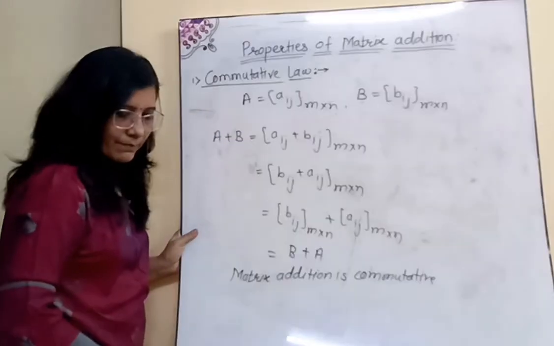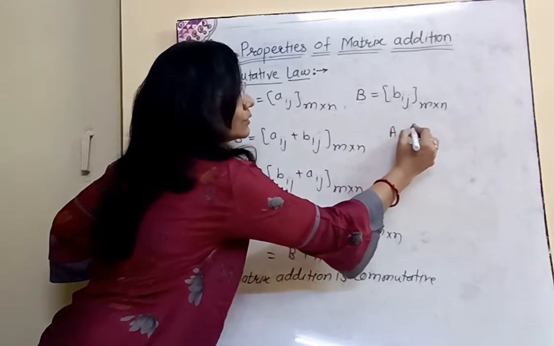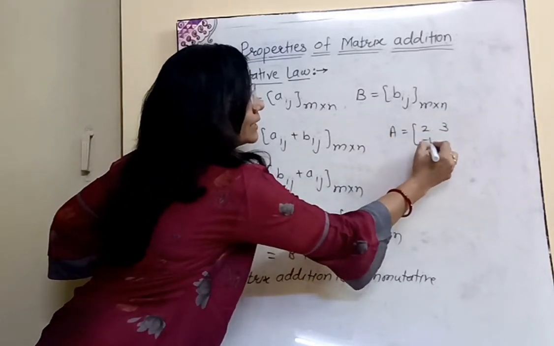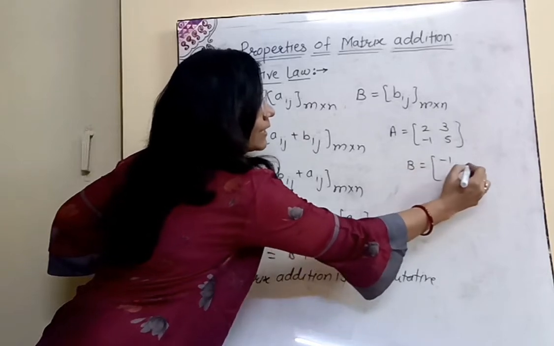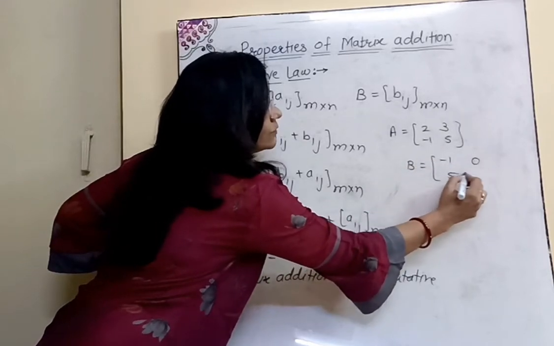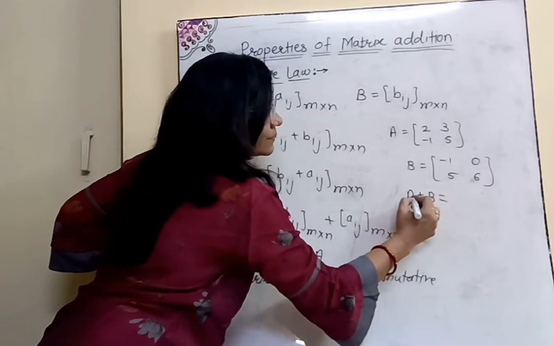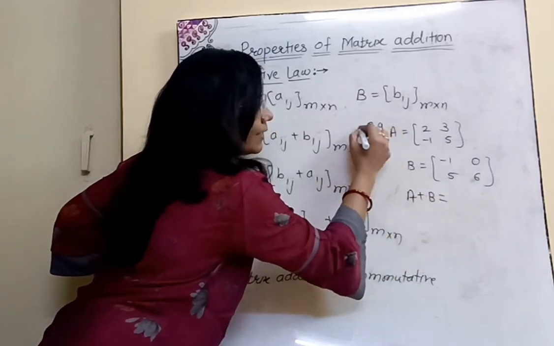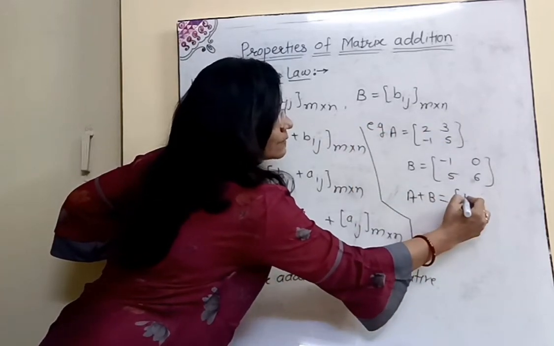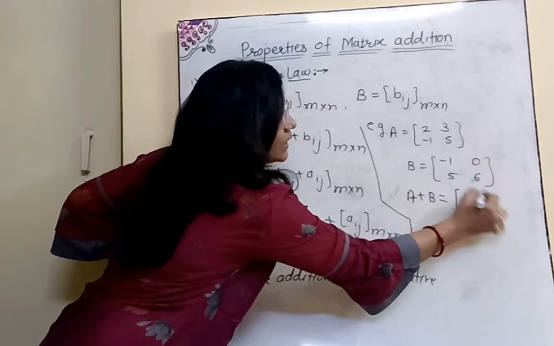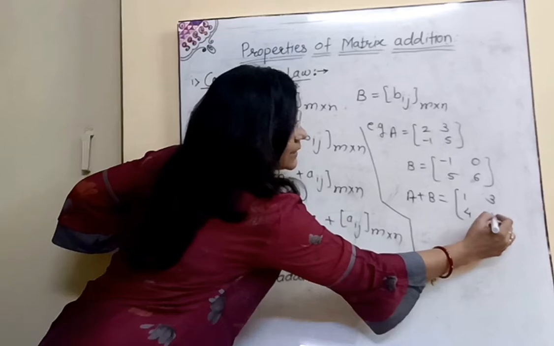For example, a simple example we will take. Suppose A is a matrix having 2, 3, minus 1, 5, and B is another matrix having elements minus 1, 0, 5, 6. If we add A plus B, what do we get? That is equal to 2 minus 1 is 1, 3 plus 0 is 3, minus 1 plus 5 is 4, 5 plus 6 is 11.